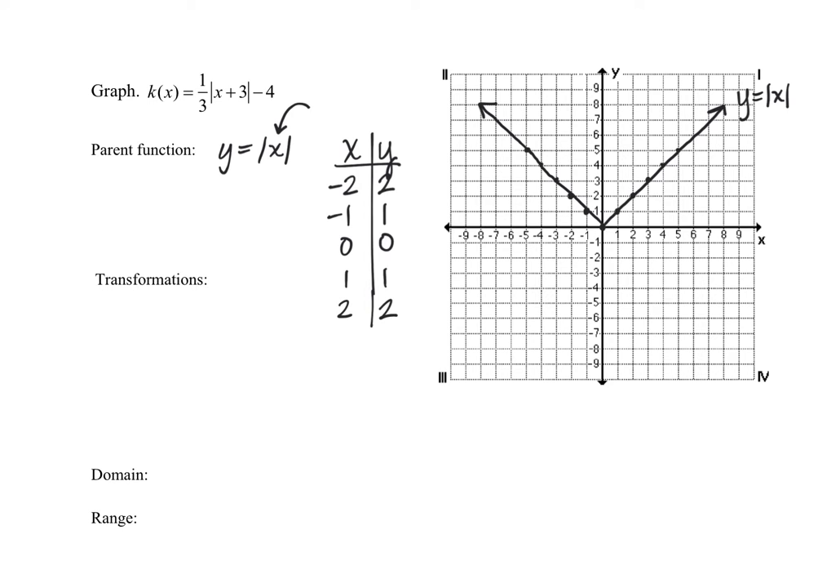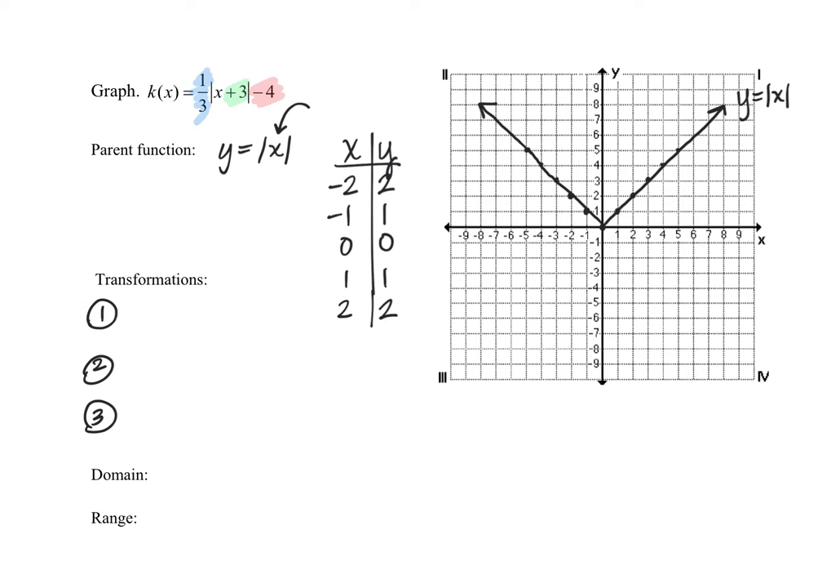So I see 3 values. Again, we have the 1/3 out in front. We have the +3 inside of the absolute value. And then we have the -4 outside the absolute value. And all 3 of those numbers are going to create a transformation. So we're going to go ahead and identify the 3 transformations.